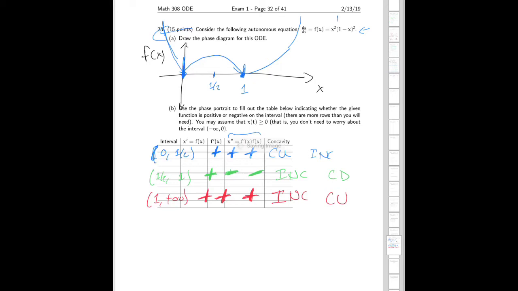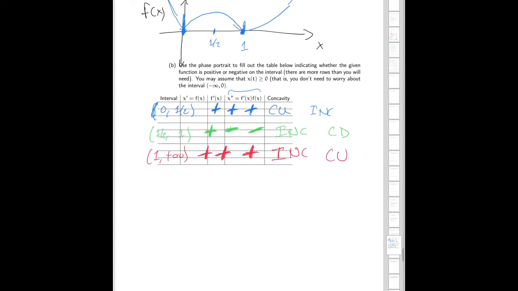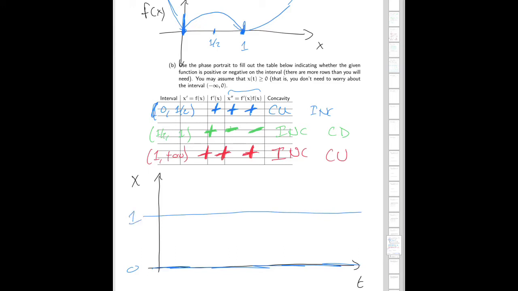Okay, and so now I'm going to plot a few sample solutions. You're not going to have to do this on the exam because you can't graph stuff on the exam. But I'm just going to do it anyway because I think it still helps you understand stuff. So now this is not going to be the phase plane. This is going to be the graphs of the solutions themselves. So there are equilibrium solutions at x is equal to 0 and x is equal to 1. And then there is going to be a change in concavity, or like an inflection point, I guess, at 1/2.